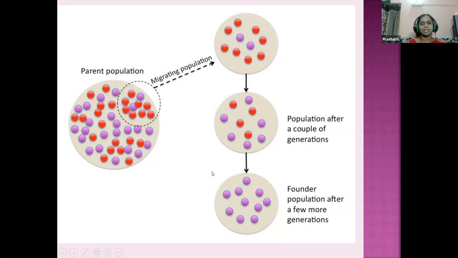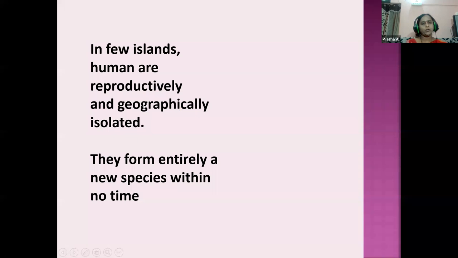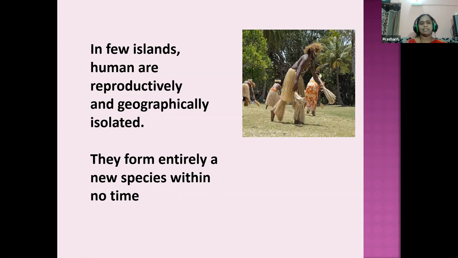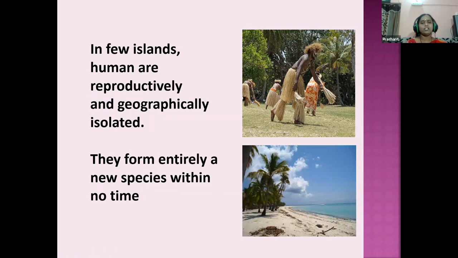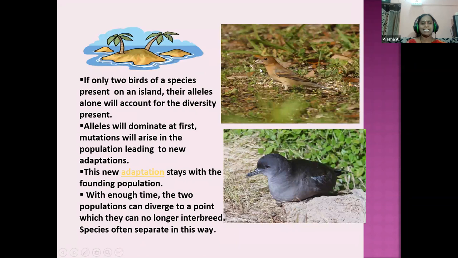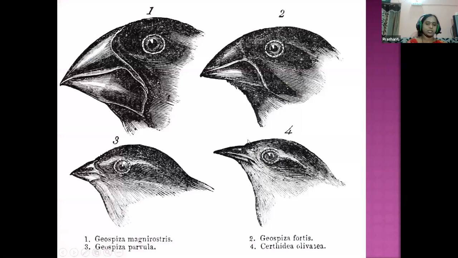When you take examples like islands, they are completely isolated, both reproductively and geographically. So they form an entirely new species within no time. Even birds are completely separated and cannot go back to their parent population. So they interbreed with the birds where they stay and form new species. Even the Galapagos Islands birds get adapted to the environment where they are living and form a new species. Here is the same example, children: moths.